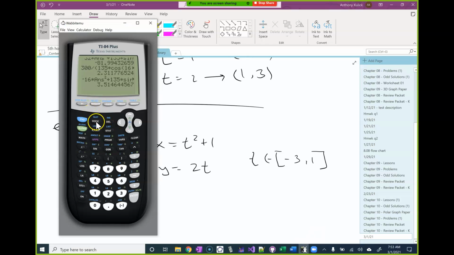To do this, we're going to start by pressing the mode button. The fourth line down has four options: func, par, pol, and seq. It stands for function, parametric, polar, and sequential. Up until this point, you've probably never used anything other than the function mode of your calculator. But to graph a parametric, we need to change it to parametric. So move over so that the par is highlighted and press enter.